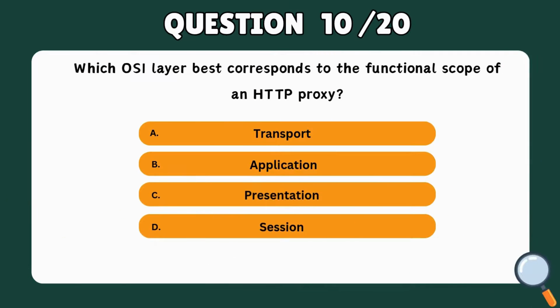Question 10. Which OSI layer best corresponds to the functional scope of an HTTP proxy? A. Transport. B. Application. C. Presentation. D. Session. Correct answer, B. Application.